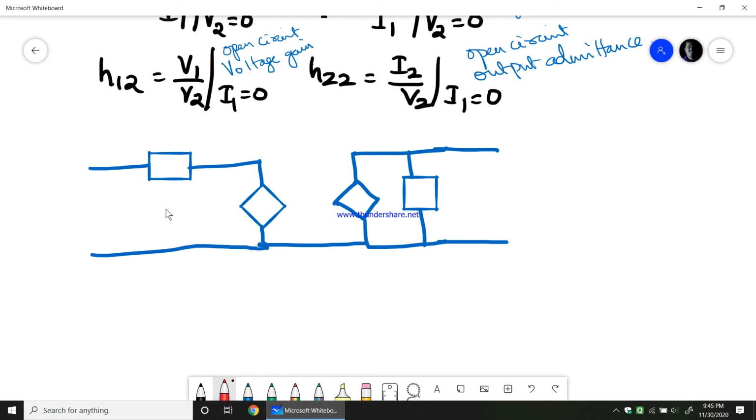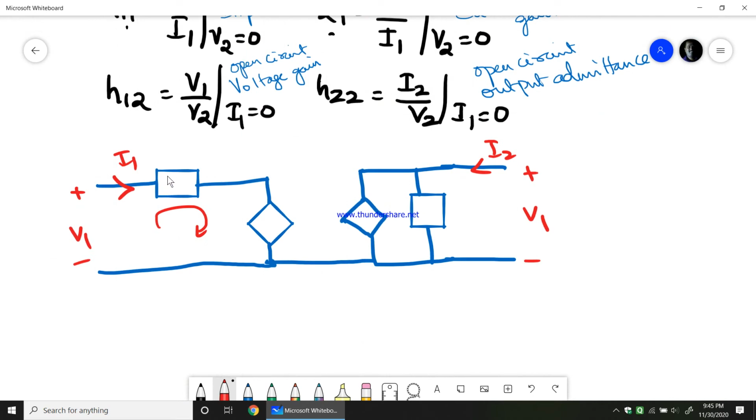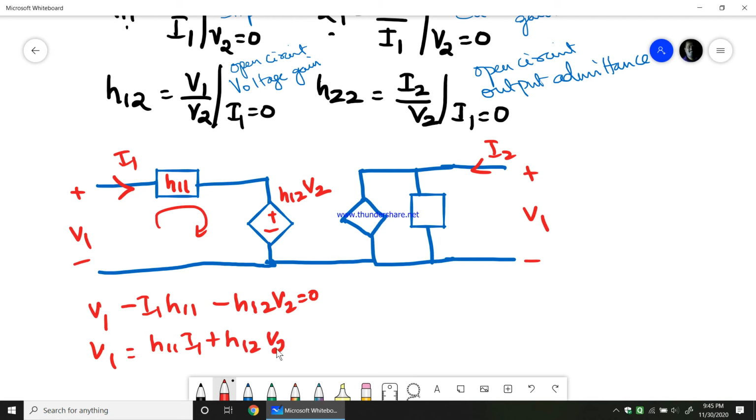So now if this is the current, here I1, V1, then I2, V2. Now what is the first equation? If you see, at the input port, V1 equals H11 I1 plus H12 V2. Therefore this becomes H11, this becomes H12 V2. So if I write the equation here, V1 minus I1 into H11 minus H12 into V2 equals 0, or I can say V1 equals H11 I1 plus H12 V2. So I got the first equation.